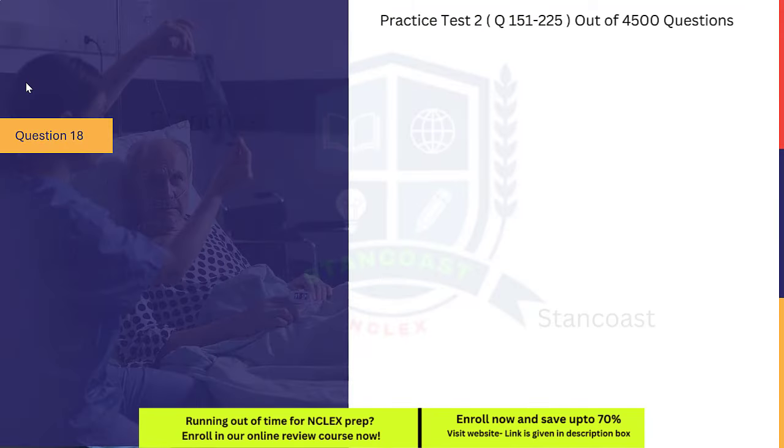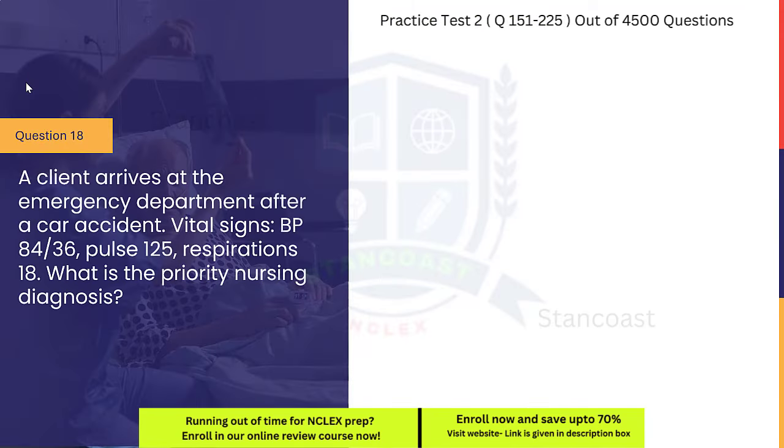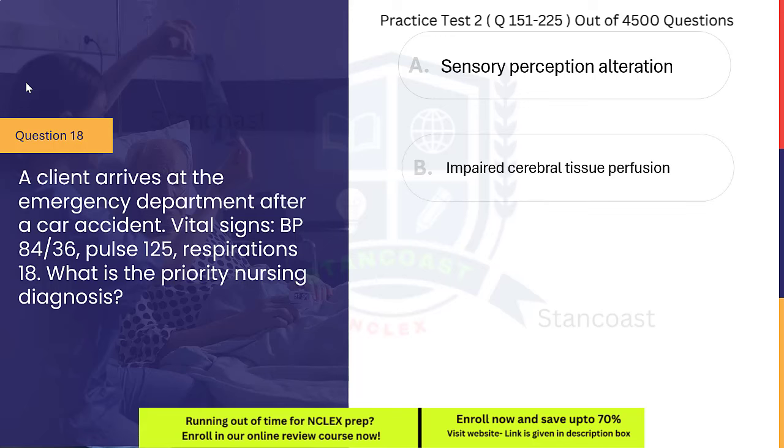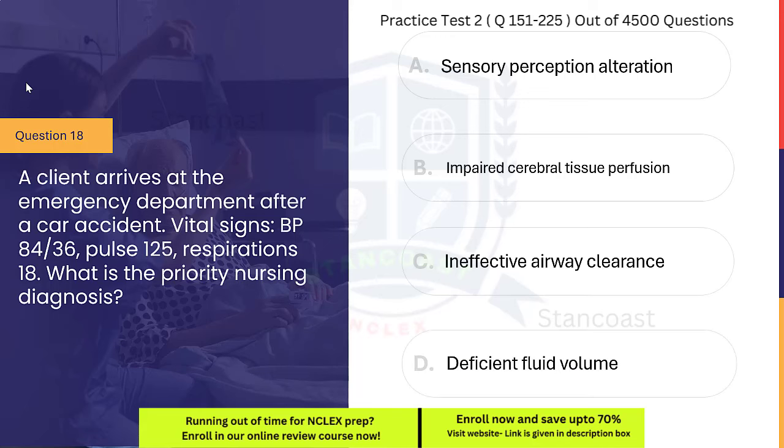A client arrives at the emergency department after a car accident. Vital signs: blood pressure 84/36, pulse 125, respirations 18. What is the priority nursing diagnosis? A. Sensory perception alteration. B. Impaired cerebral tissue perfusion. C. Ineffective airway clearance. D. Deficient fluid volume. Consider the most critical issue based on the vital signs.